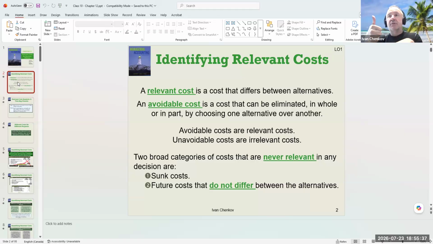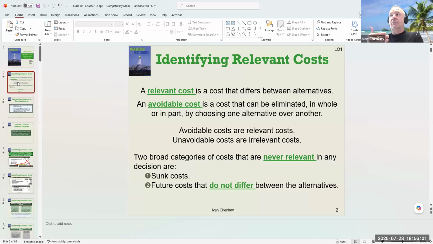Sunk cost is the cost that already happened. We already talked about this in chapter 1, but let's repeat it. No, I believe it was chapter 2. Sunk cost is the cost that already happened. So for example, once you purchase annual insurance for the car, regardless of whether you are going to drive the car or not, that cost is irrelevant.